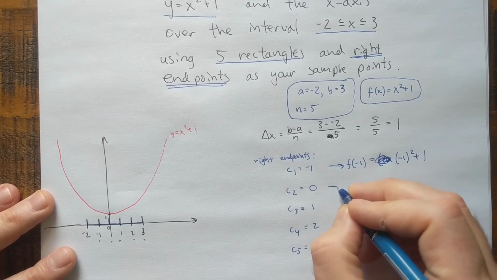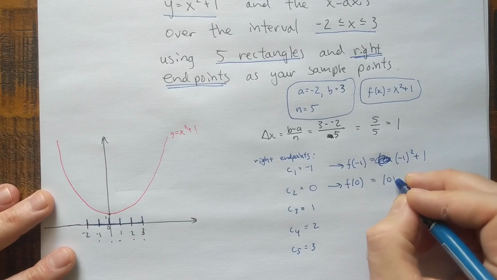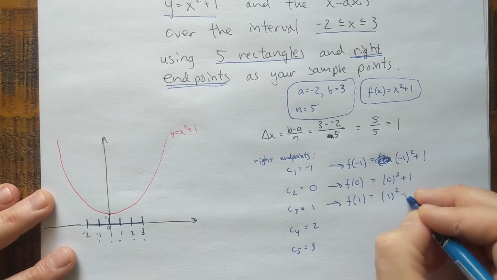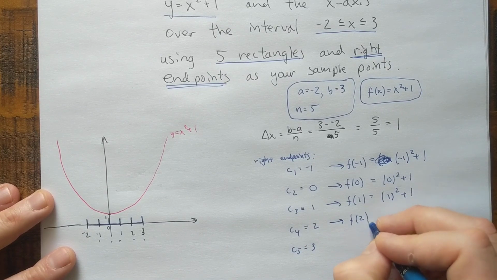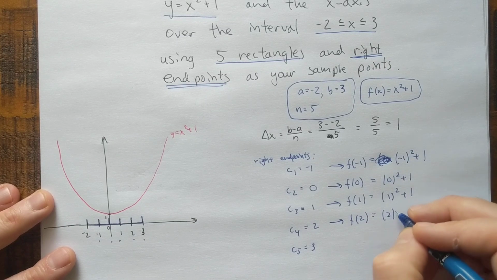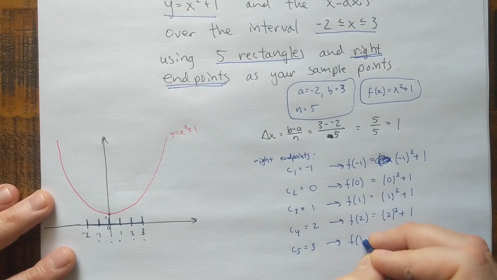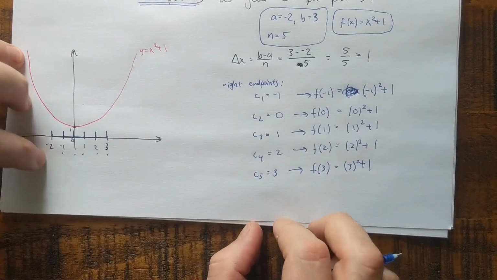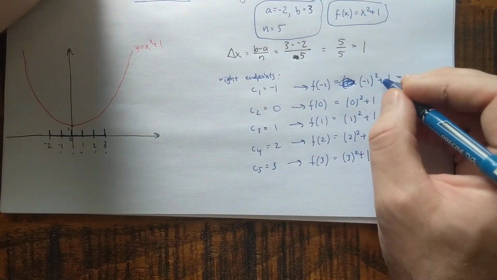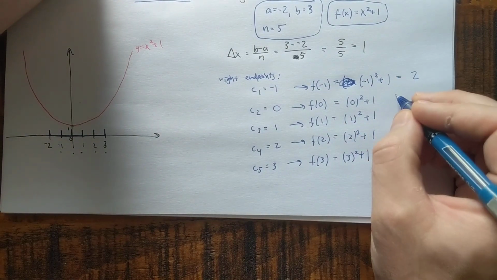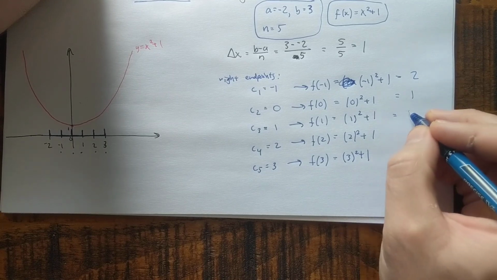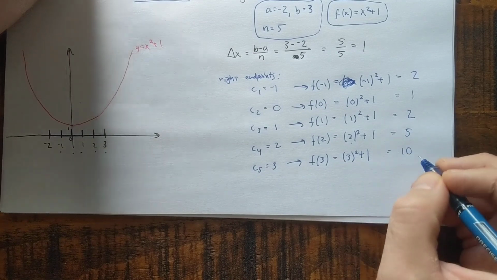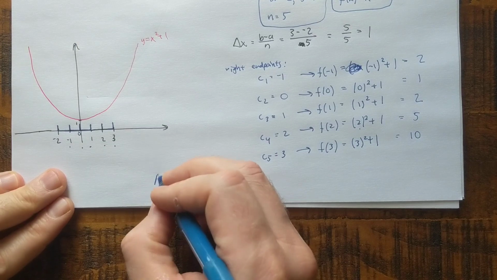So plug that in. Plug in 0. Plug in 1. Plug in 2. And plug in 3. Okay, so this will give us our heights. -1 squared is 1. 1 plus 1 is 2. 0 squared is 0 plus 1. This will be 1. 2 squared is 4 plus 1 is 5. And this is 9 plus 1 is 10. So this is the height of each rectangle.